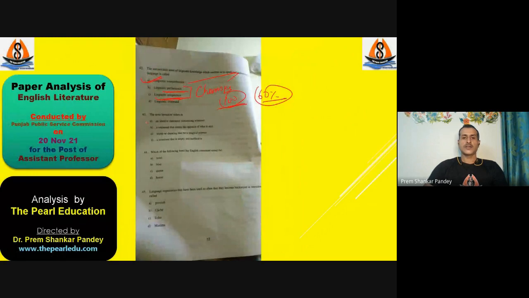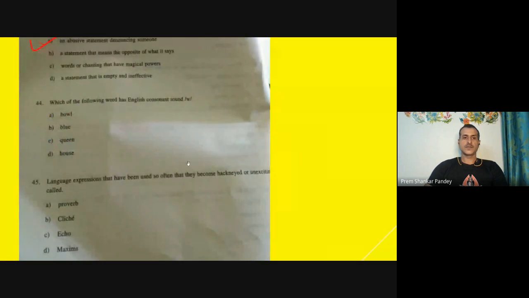Okay, the next question, the term invective refers to... this kind of asking word meaning, invective. Okay, so invective means an abusive statement denouncing someone. So A is the right answer. Question number 44, which of the following words has the English consonant sound W? It's written here as W.